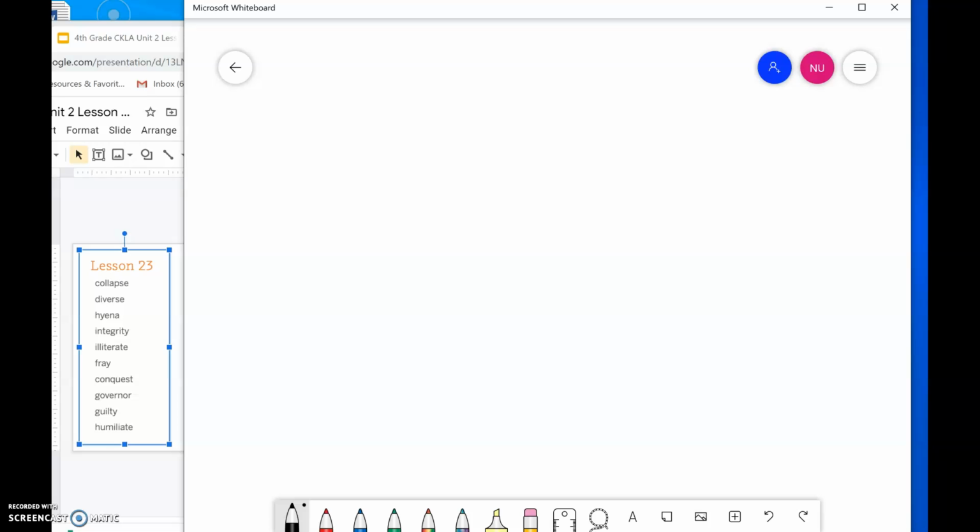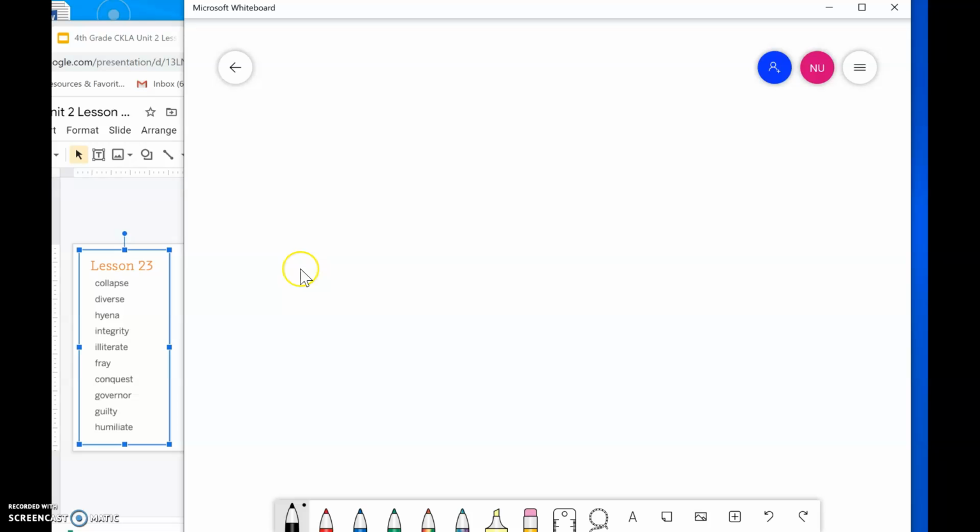So you guys should be in part 2 of your CKLA lessons, and I'm not sure what unit you're on, but you should be around lesson 23. And these words will be in that lesson as you're learning them. And so the easiest way to learn how to spell new words, especially vocabulary words like this, is to think about the syllables that are in them.